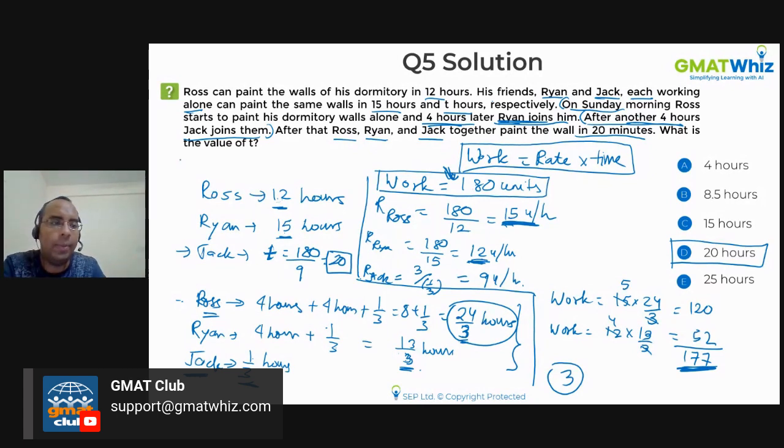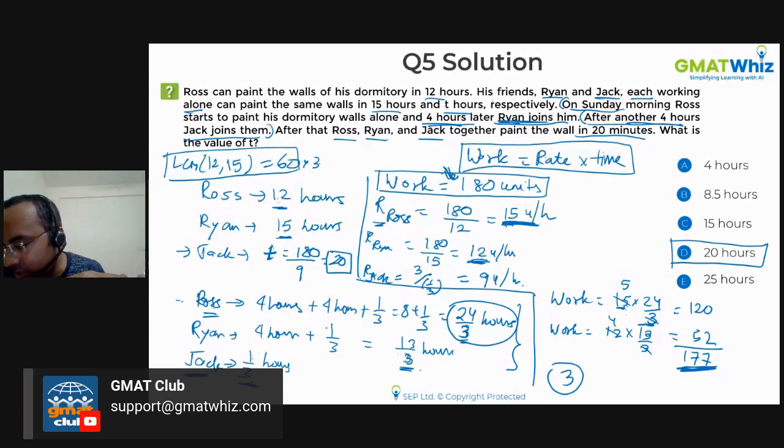So what I did here was, somebody's asking how I got work. I took 12 and 15. The LCM of this is 60. I knew that once I get the rate, I will be multiplying it with time. So I'll have to cancel this 3, as you can notice here. So I simply took a multiple of 3. So I took 60 times 3, 180 as the work. So Oscar, I hope that answers your query.